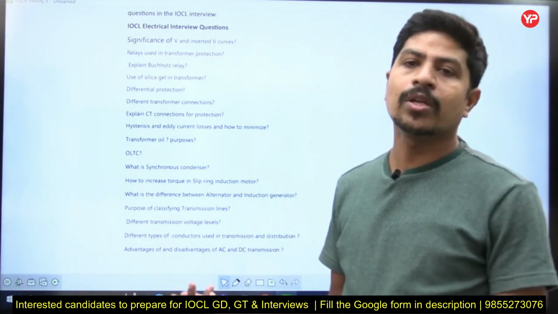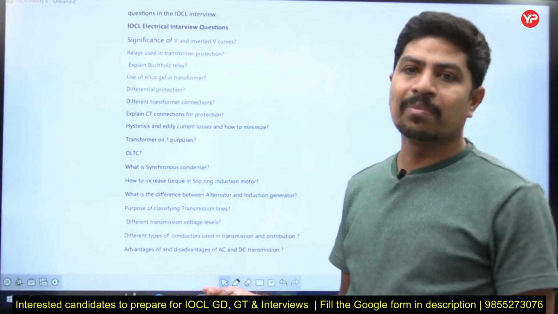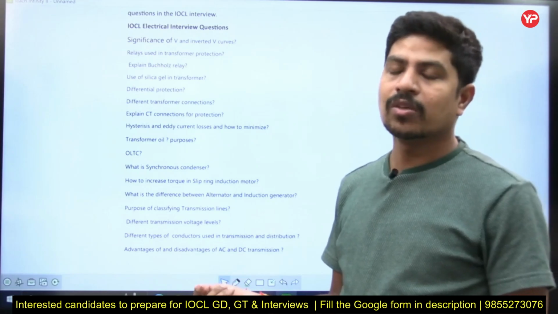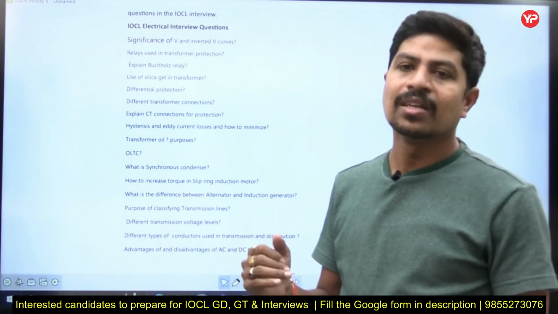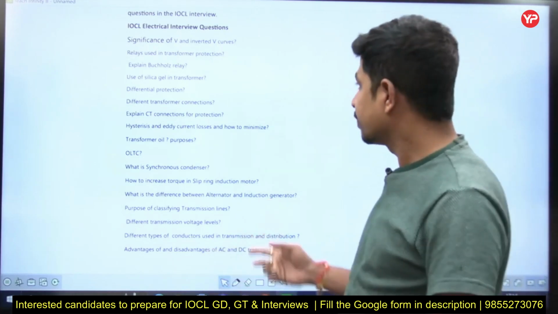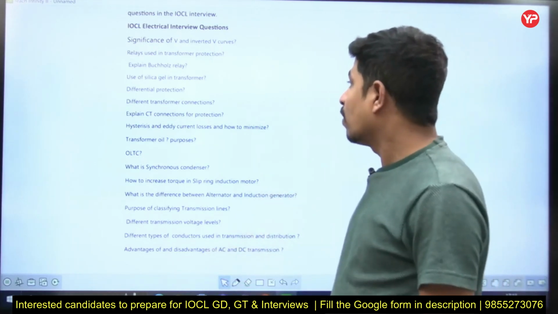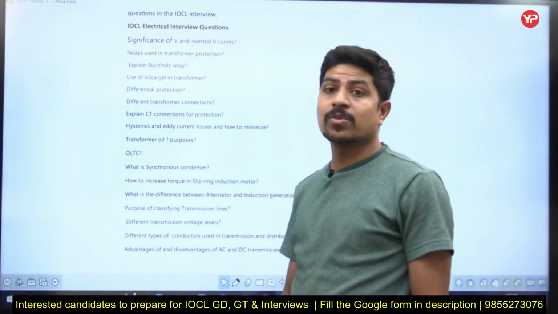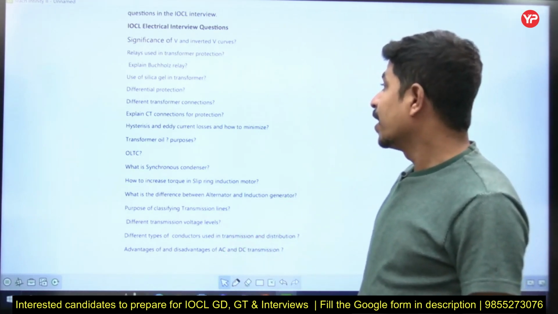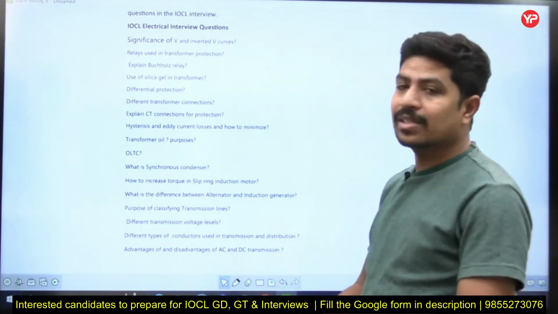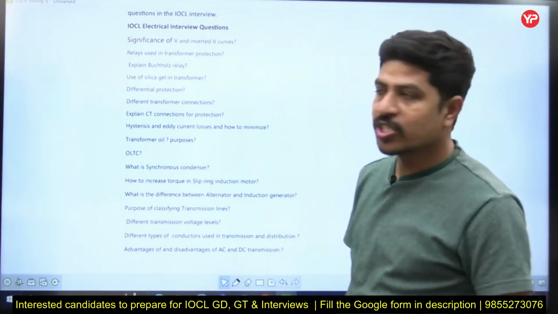The Buchholz relay is going to recognize slowly developing faults. It will give the level of oil. If the level of oil in the transformer tank is low, then it is going to raise an alarm. Next, use of silica gel in transformer. What is the purpose of silica gel in a transformer is the next question. The next question is differential protection. He asked the candidate to explain about differential protection.